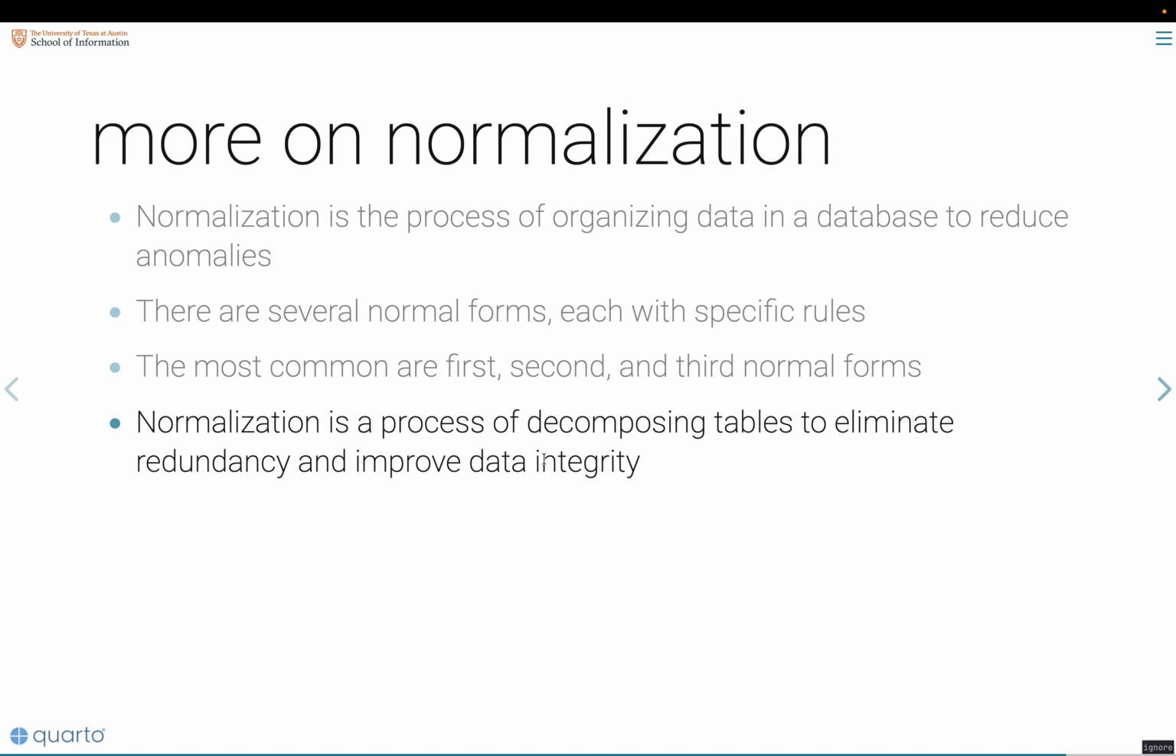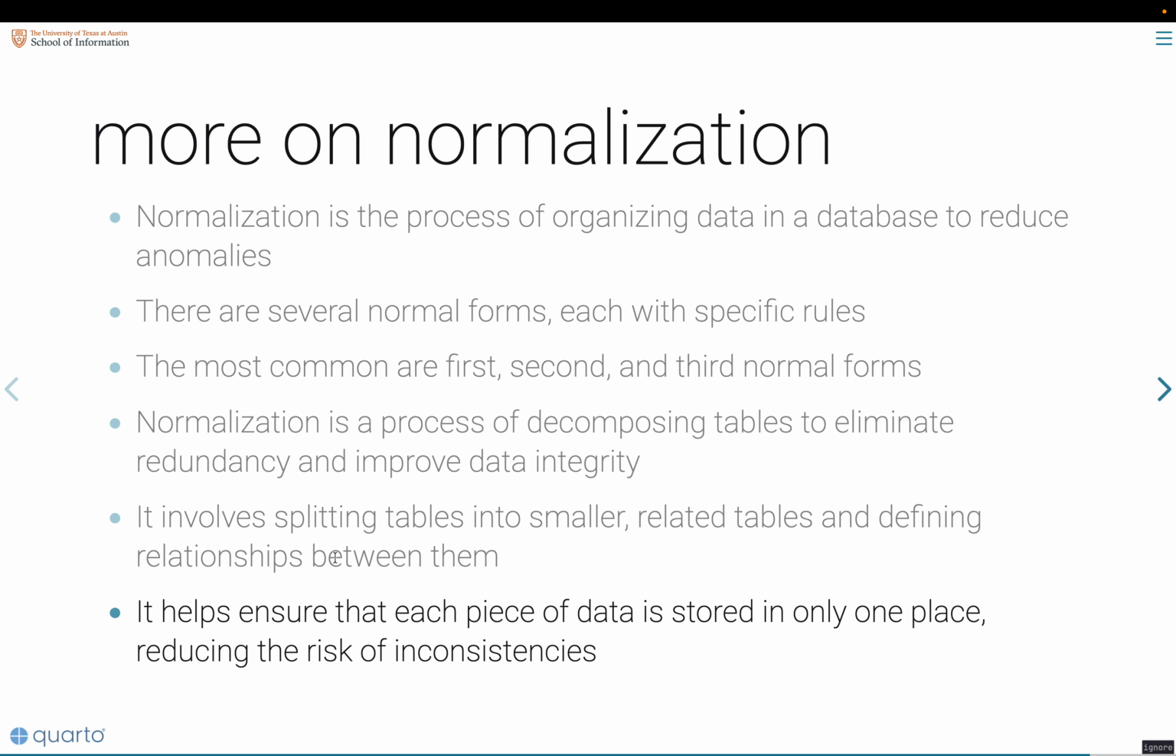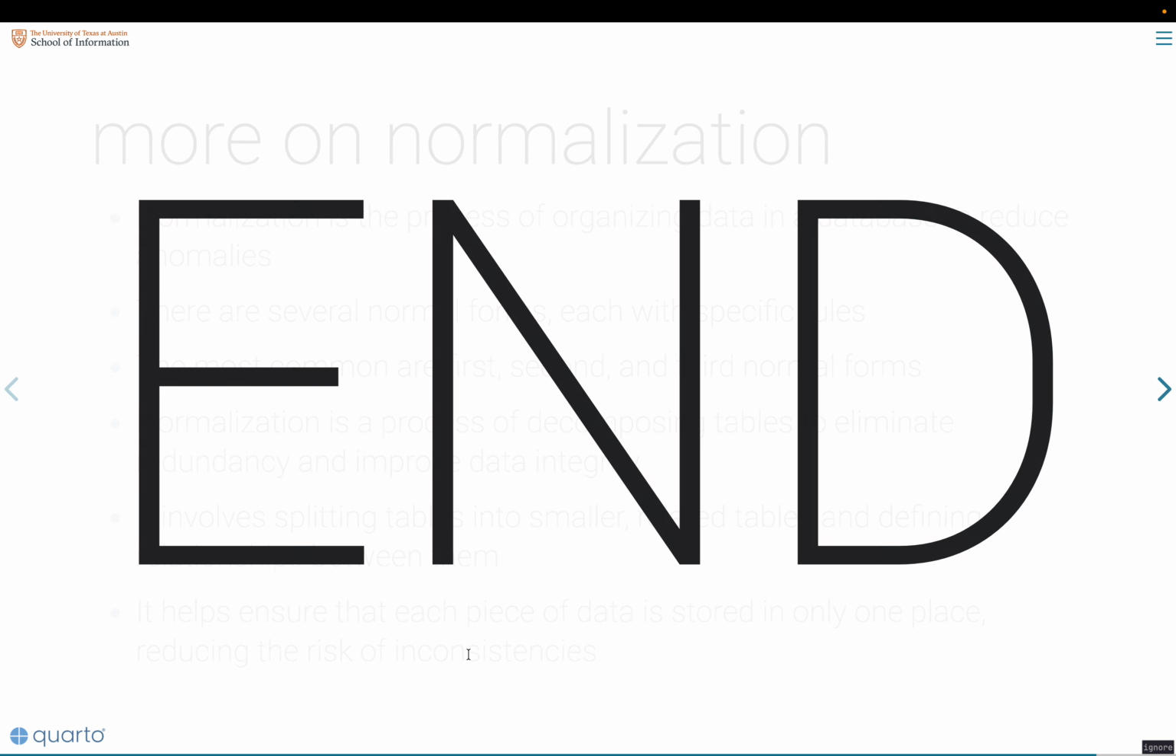In your project for this class, you're going to develop a database, and it'll probably start out as one big table, and then you'll decompose it into many tables to eliminate redundancy and improve data integrity. This involves splitting tables into smaller related tables and defining the relationships between them. And it ensures that each piece of data is stored in only one place, which reduces the risk of inconsistencies. So that's the end of that.